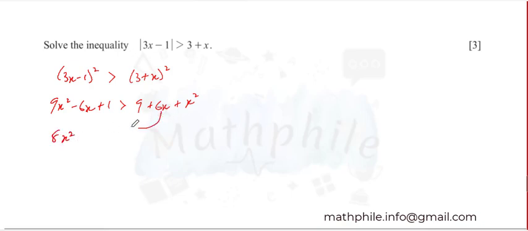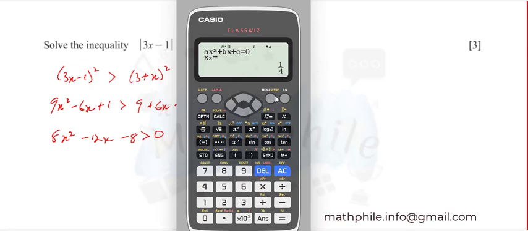We can now move the negative 6 across the equal to sign as well. Sorry, positive 6 across the equal to sign, which becomes negative 6. So negative 6 minus 6x should give you a negative 12x. Then finally you can move the 9 across the equal to sign. Then 1 minus 9 is negative 8. This is greater than 0. I'm not really going to waste my time to solve this one. Let's just call on the calculator.